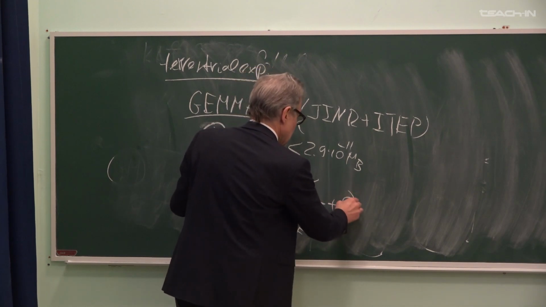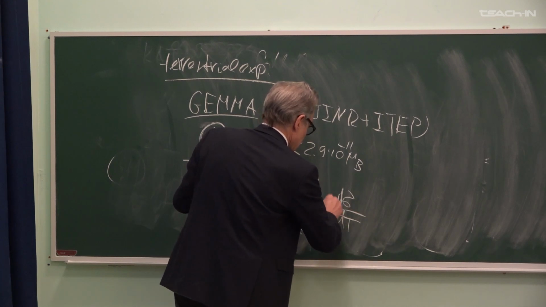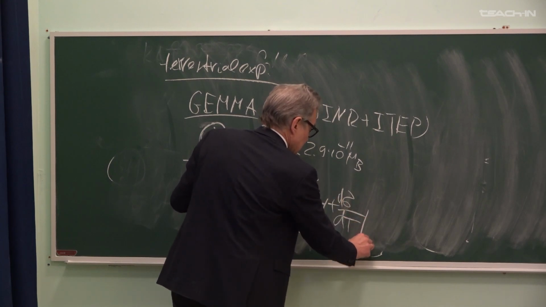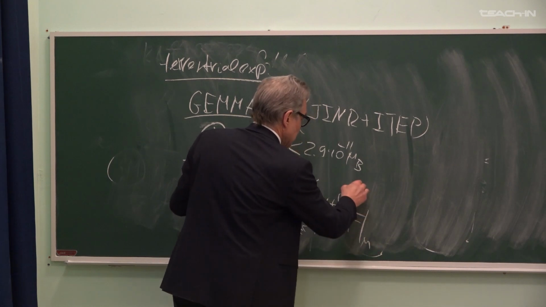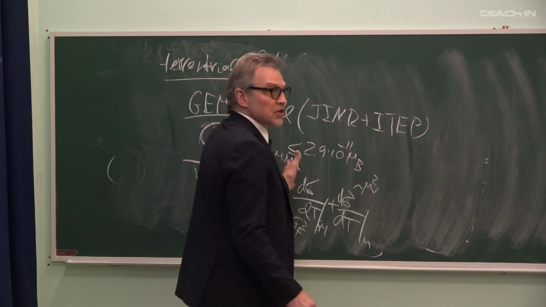Plus electromagnetic contribution. The standard model contribution is electromagnetic, due to the magnetic moment. It is proportional to the magnetic moment of the neutrino squared.